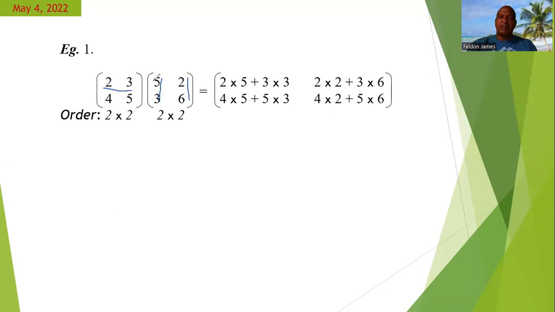So we have 2 times 5, we get this. Then 3 times 3, we add that to the 2 times 5, right? So that's the first row with the first column. Now first row with the second column, 2 times 2, we get this. And then 3 times 6, we get this. So we add that to that, right? Everybody following so far? Is that clear so far, guys? Raise your hand if you're following so far.